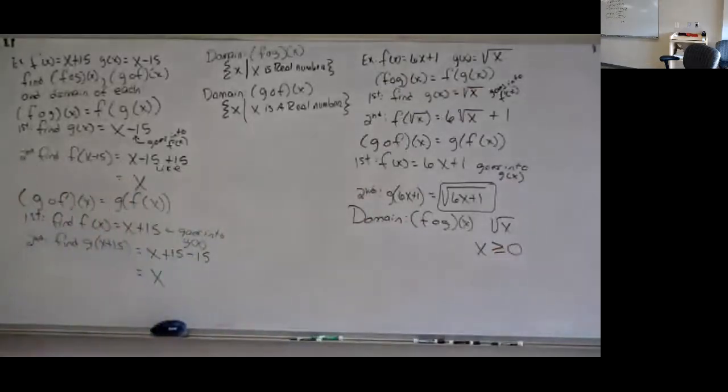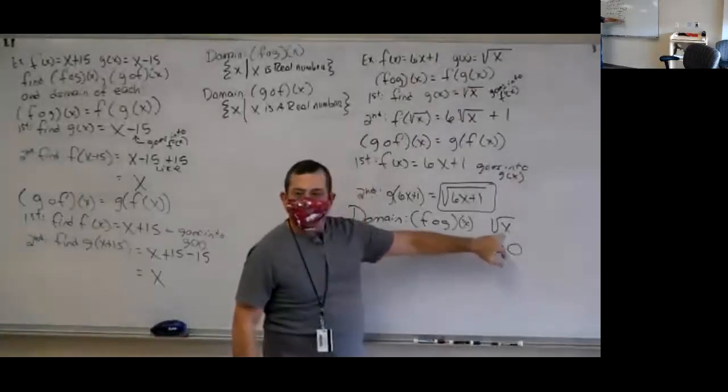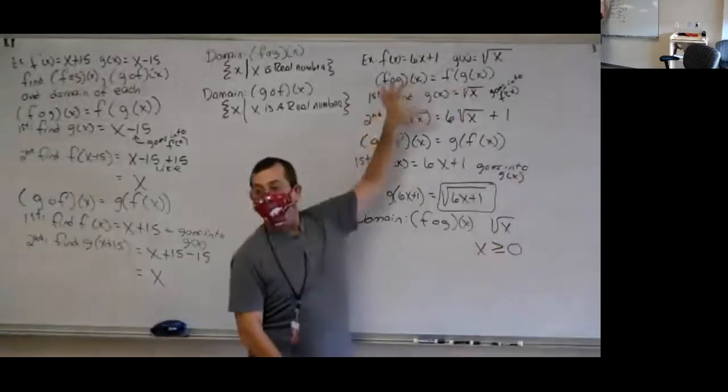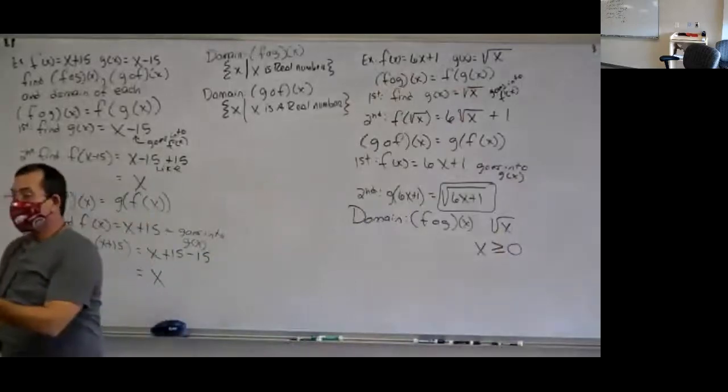So in a radical, it can be 0 or any number positive. You cannot take square roots of negatives. So this one tells me x has to be greater than or equal to 0. So in this function, I could not put a negative number into it, because once I put a negative number into it, it becomes imaginary.